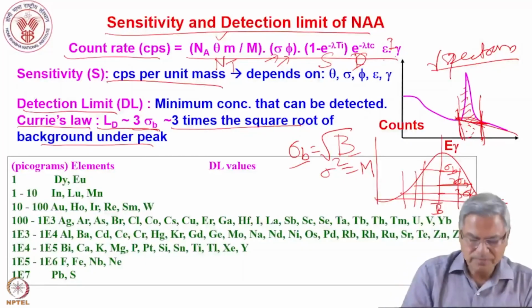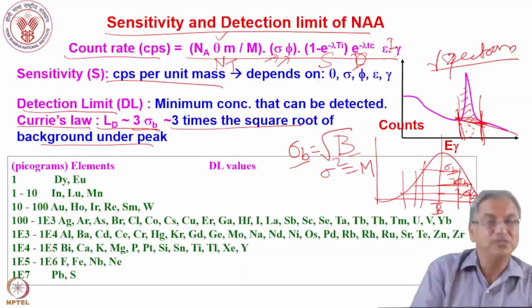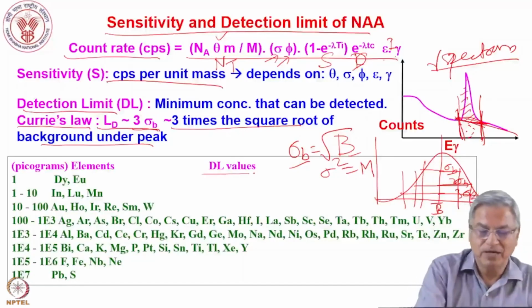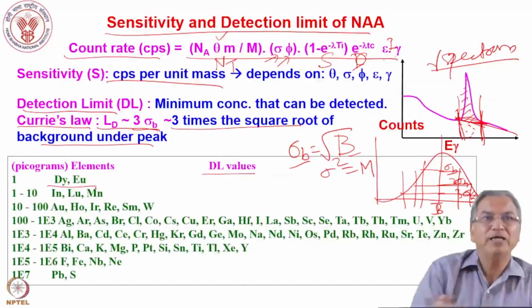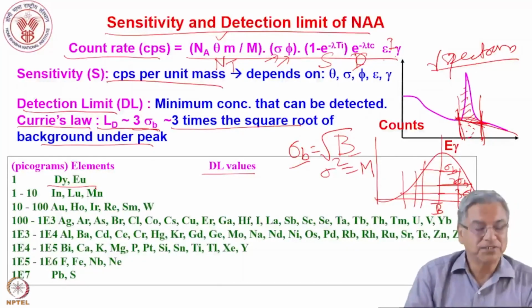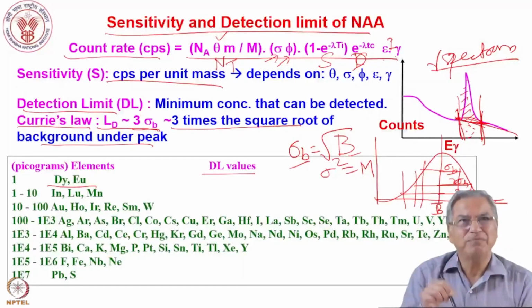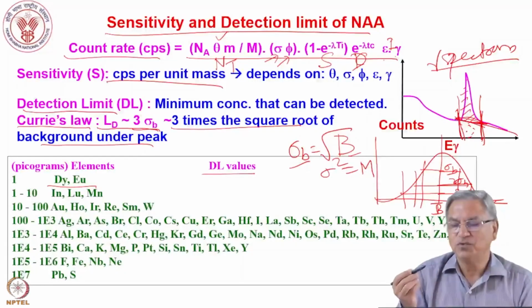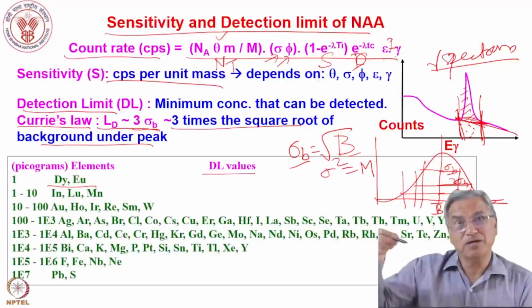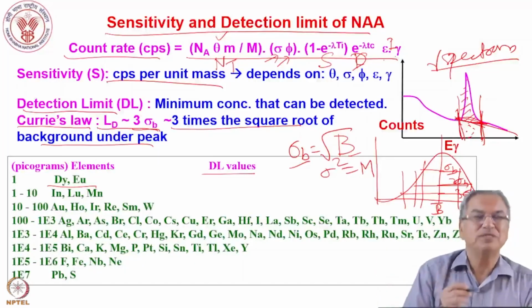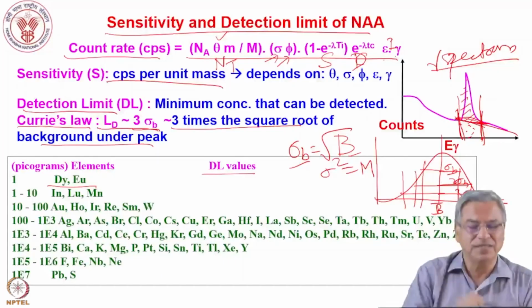You can see here the detection limits for different elements are given in terms of picograms, DL values. Like dysprosium and europium have a detection limit of 1 picogram. That means if you have a picogram of these elements in a sample, by neutron activation you will get a measurable signal. Over the background, you will see a bump that you can quantify. So you can actually detect that yes, it contains that element.